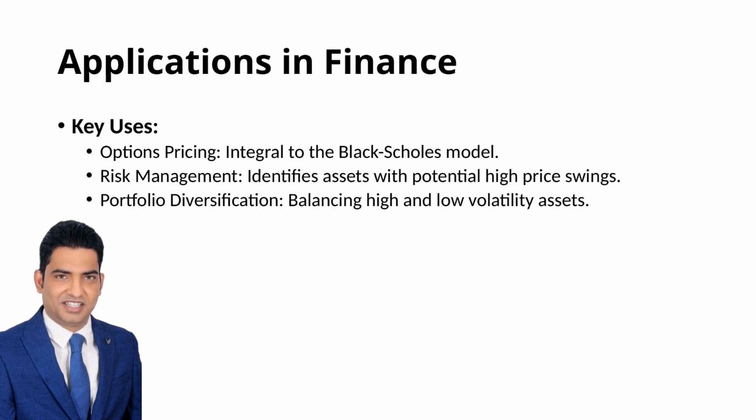However, historical volatility has its limitations. Since it's based on past data, it doesn't predict future market movements. Sudden market shifts or anomalies may not be reflected. Therefore, it's best used alongside forward-looking metrics like implied volatility.